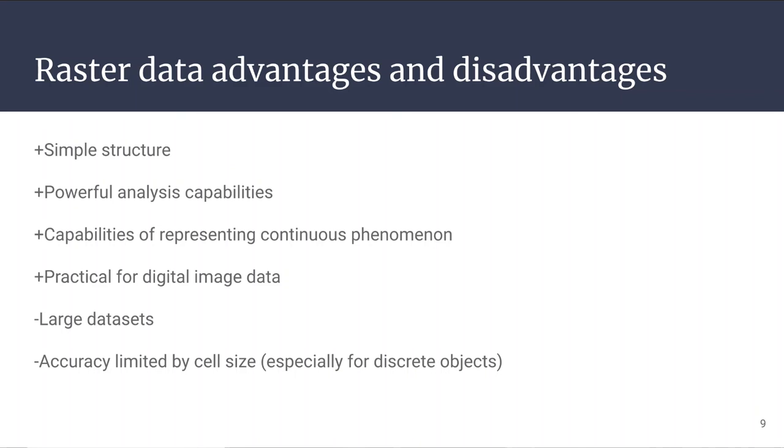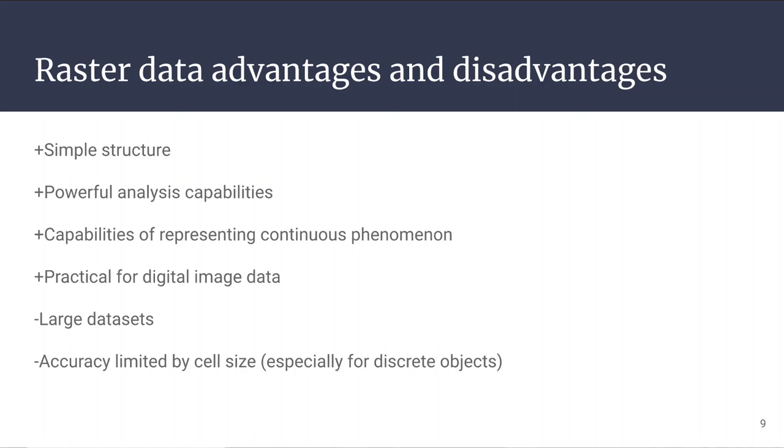Of course, there are disadvantages as well. As I talked about a couple slides ago, data sets can get very large because that data is stored everywhere in a layer. It's not linked to just a document that's basically made up of text. Then the accuracy is also limited by cell size. If you have larger cells, the accuracy is pretty bad. So again, the example of a tree in a raster cell, the spatial location of that tree, you can't get very precise because you're just saying it's somewhere within this cell.